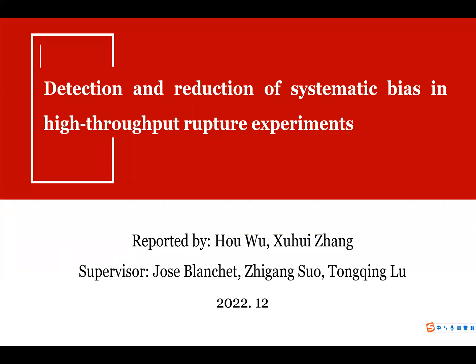Hello everyone, I'm Ho. It's my honor to be here to introduce our recent work, Detection and Reduction of Systematic Bias in High-throughput Rupture Experiment. This work is reported by me and my partner Xu Hui. I will introduce the experiment and the result of this work, and Xu Hui will introduce the theory used in this work. The supervisors are Jose, Zhigang, and Tongqing.